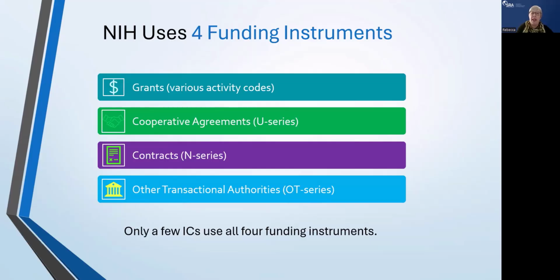Each opportunity is on a single opportunity basis. You respond to research opportunity announcements, ROAs, as opposed to NOFOs or funding opportunity announcements. They are opportunity specific, and only a couple of the institutes actually use all 4 funding instruments, but those are the 4 funding instruments that are also used across the federal government.